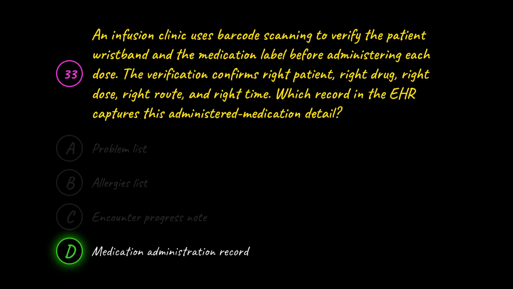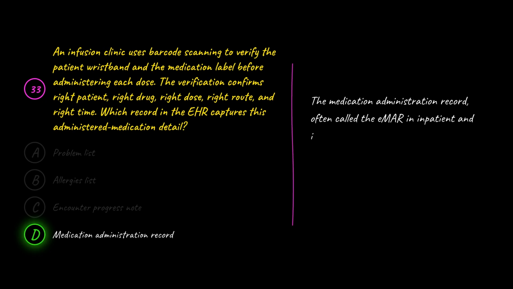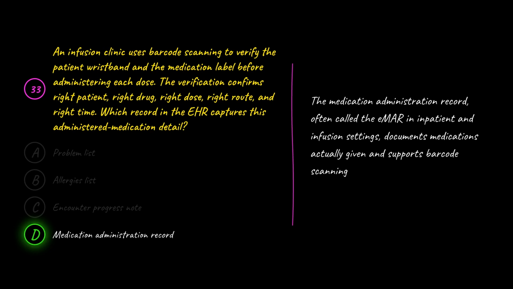The correct answer is D. Medication administration record. D is correct because the medication administration record, often called the EMA in inpatient and infusion settings, documents medications actually given and supports barcode scanning to verify the 5 rights at the point of care.